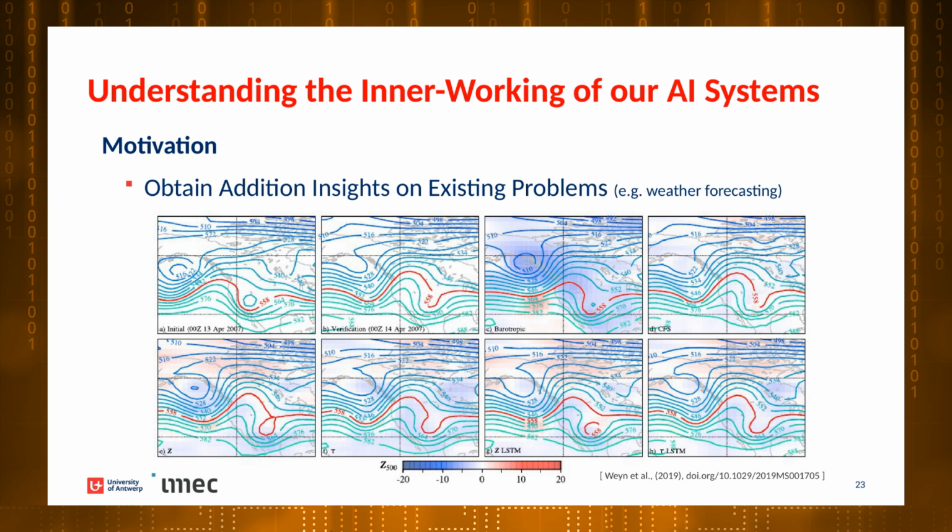Another motivation for having these things is that the features that humans use to solve a problem are not necessarily the same as those that these models identify. So by figuring out what the model is actually doing, we can verify whether there is new information that can be exploited to solve a specific problem. And this was the case for the use case of weather forecasting.